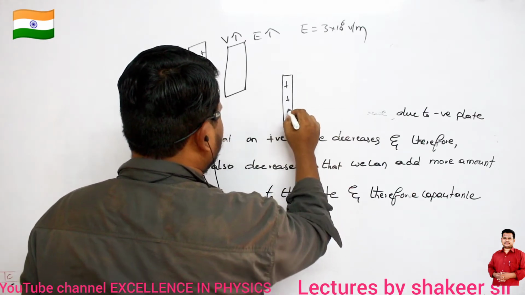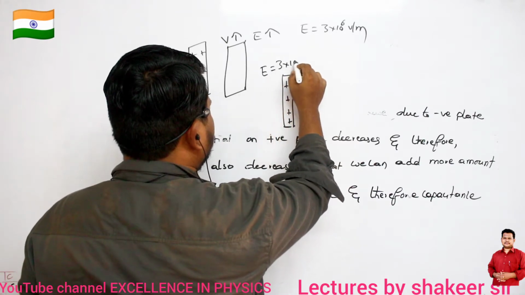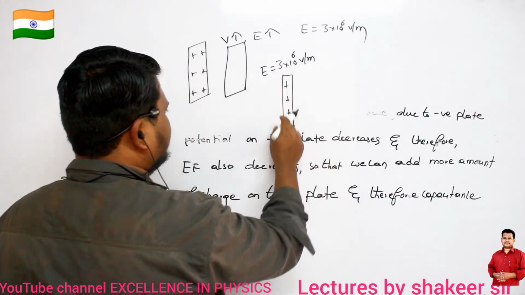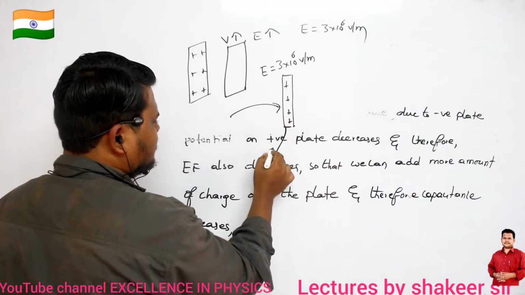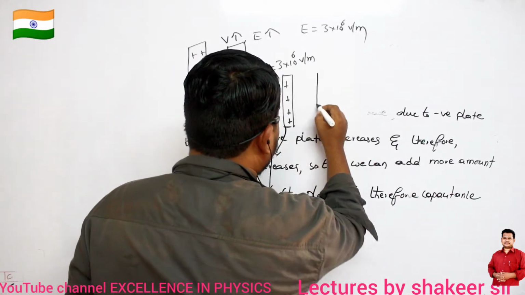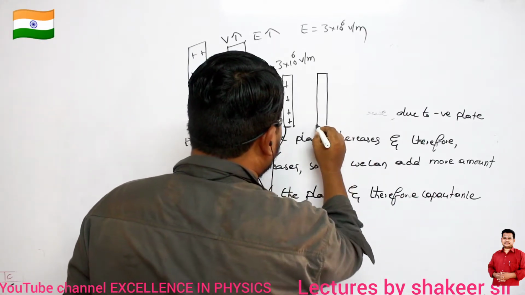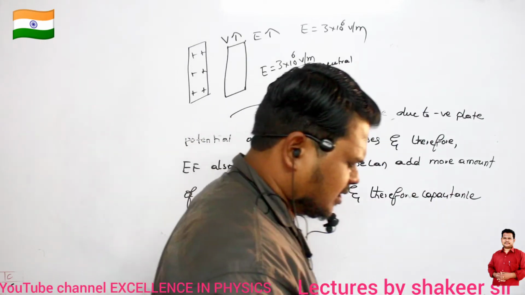Which is positively charged, and it has reached an electric field of 3 into 10 power 6 volts per meter. Beyond this I cannot charge this, because if you add one more charge to this, the charge will leak into the atmosphere. Okay. Now what I do is, near to this one, I will bring one more conductor. So consider this is a neutral conductor. Now can you say what will happen?